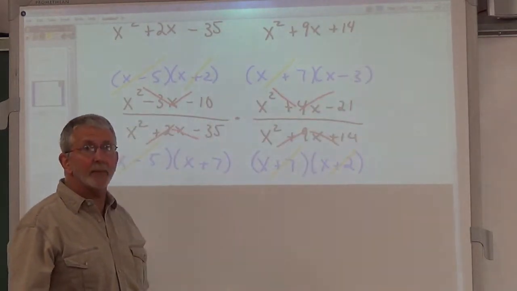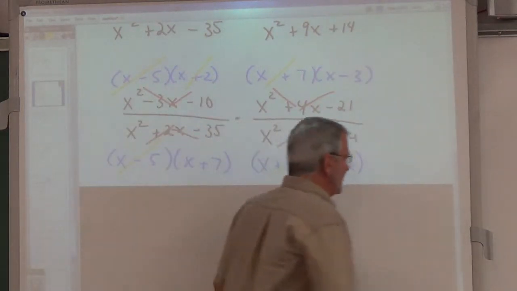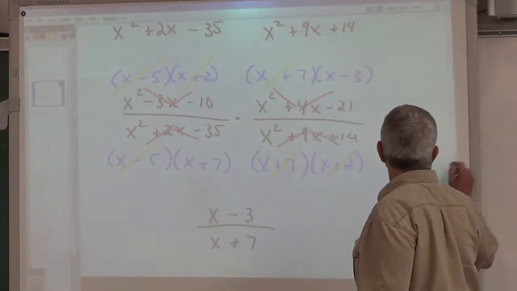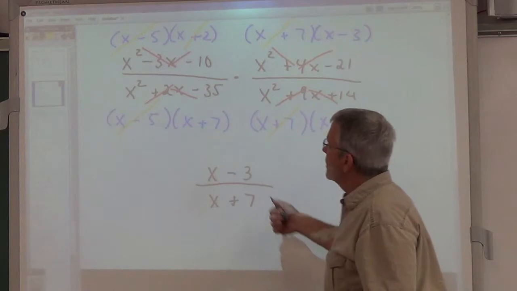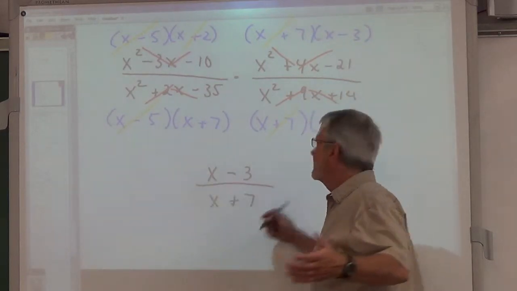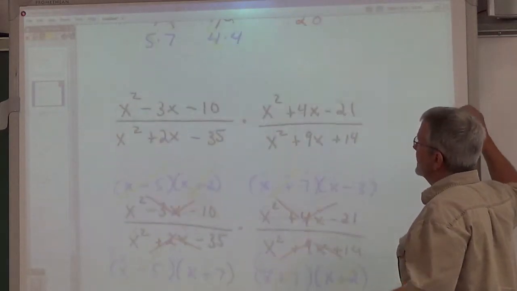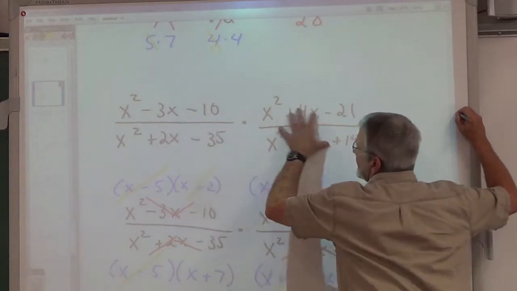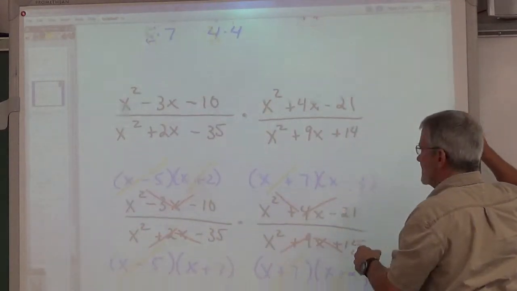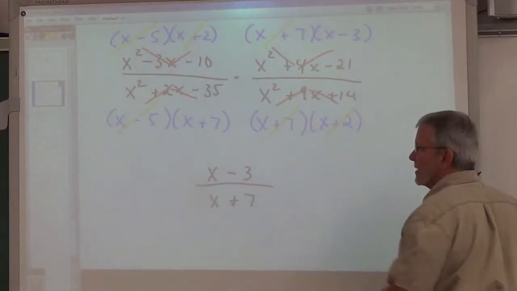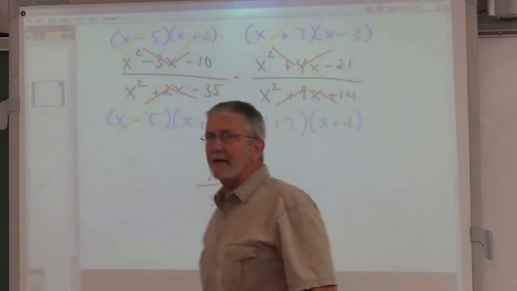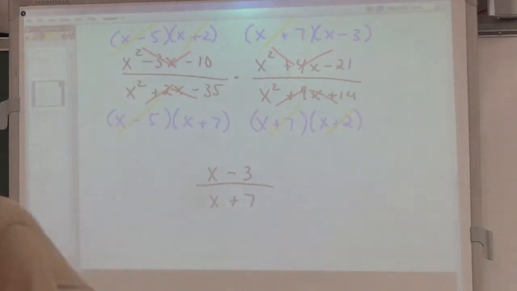So that comes out pretty easy. Don't be intimidated by it. It's not that difficult. So the product of this nasty multiplication problem is simply x minus 3 over x plus 7. Not too bad if you factor and cancel.